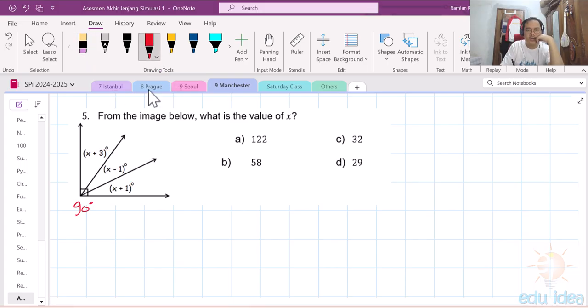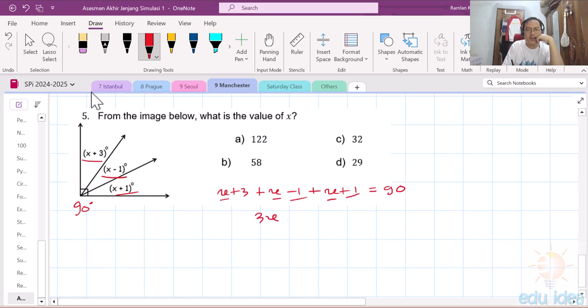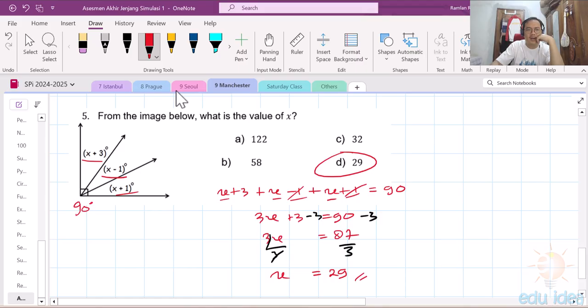So I can write down an equation: the first one is x plus 3, and if I add that to the second one, x minus 1, and then add x plus 1, I will get 90. You have x plus x plus x is 3x, the 1s cancel, and just plus 3 equals 90. Pretty easy. Subtract 3 from both sides, and you get 3x equals 87. Then divide both sides by 3, and x equals 29. And there we go. We have the value of x.